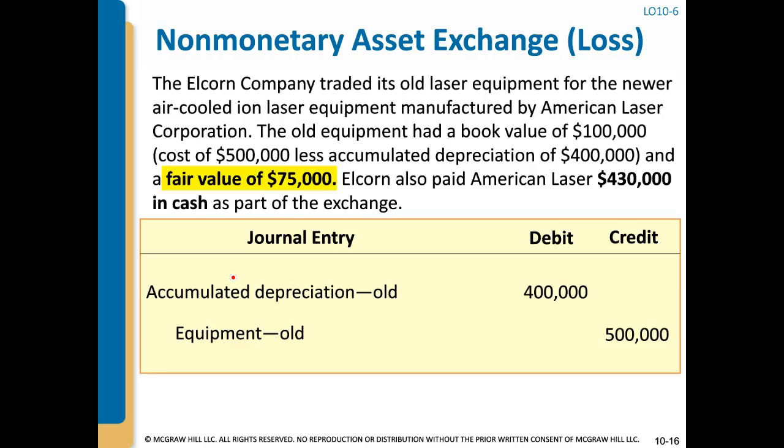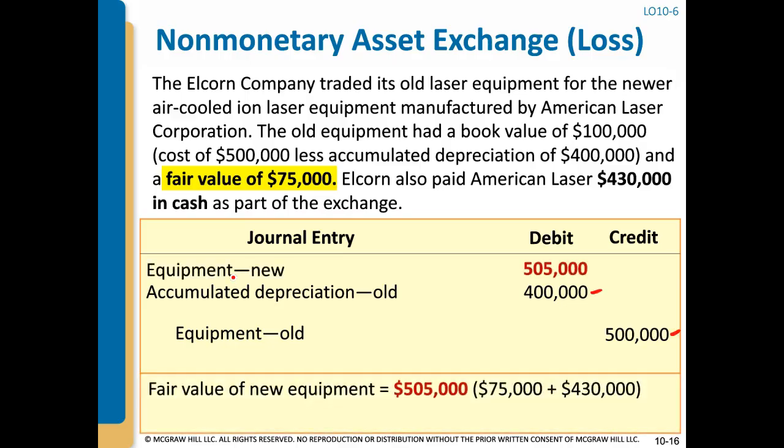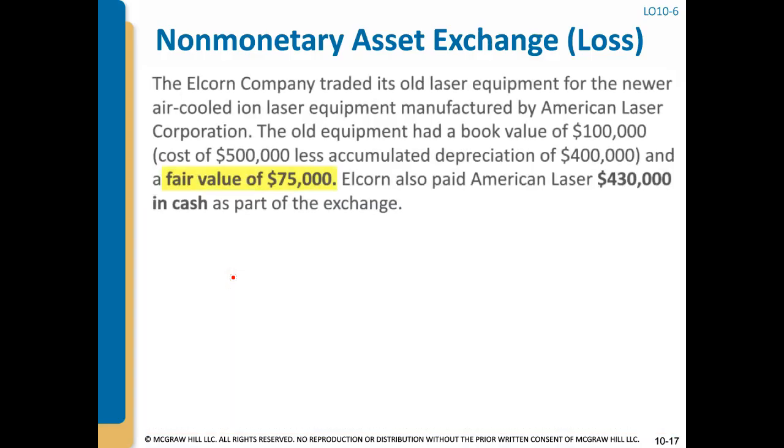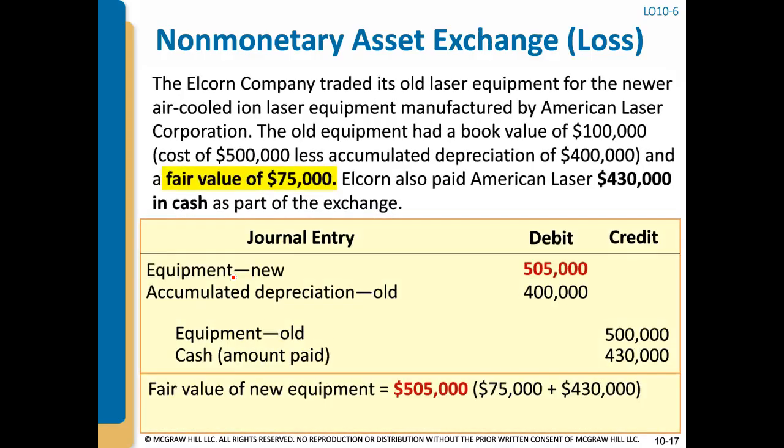Step 2 is remove the book value of the assets given up, which is the old equipment. So we're going to credit equipment 500 and debit accumulated depreciation 400. So now this is what our journal entry looks like. Step 4 is record any cash received or paid. So we paid 430,000 right here.